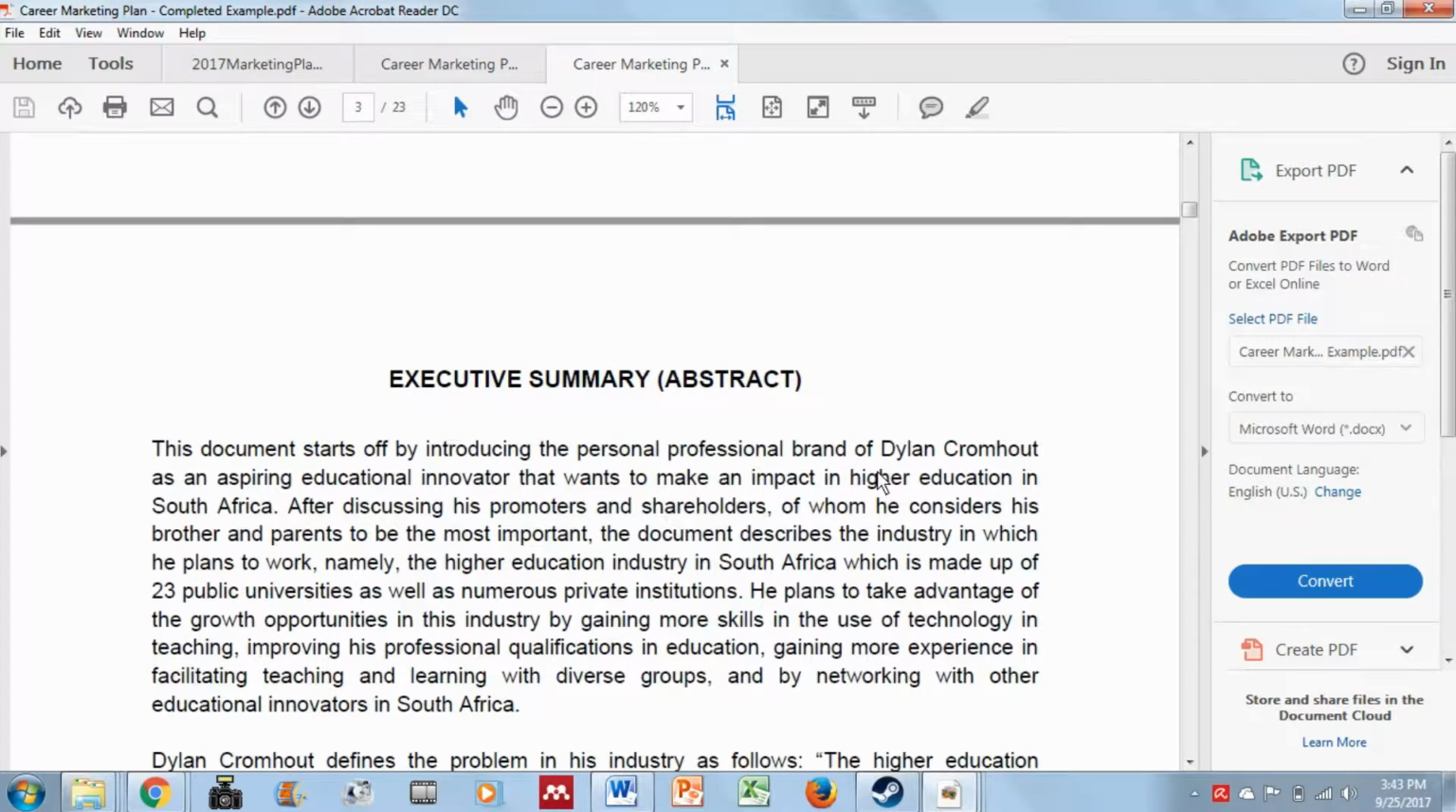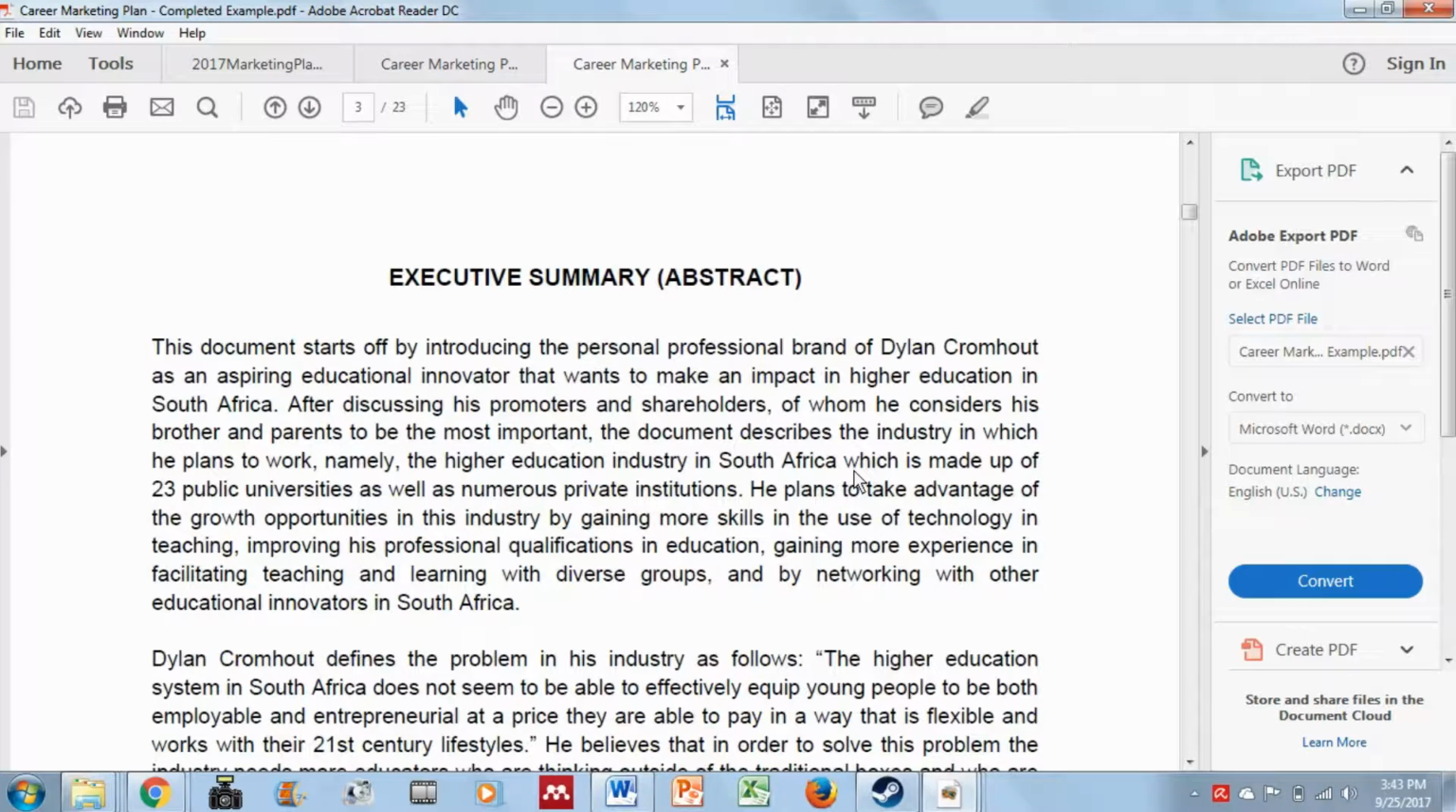write an executive summary. So tell me, do you think that this summarizes what is in the document? This document starts off by introducing the personal professional brand of Dylan Crommett as an aspiring education innovator that wants to make an impact in higher education in South Africa. See, I'm very specific here. Okay?